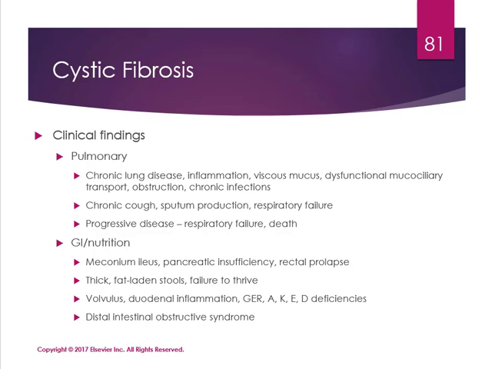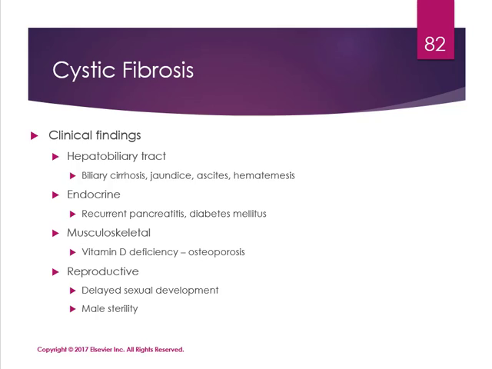And in the GI system impacting nutrition, there can be, in infants, a meconium ileus, pancreatic insufficiency, and rectal prolapse. There can be thick fat-laden stools and failure to thrive. There can be vitamin deficiencies, and there can be intestinal obstructions. In the liver, there can be biliary cirrhosis, jaundice, ascites, and hematemesis.